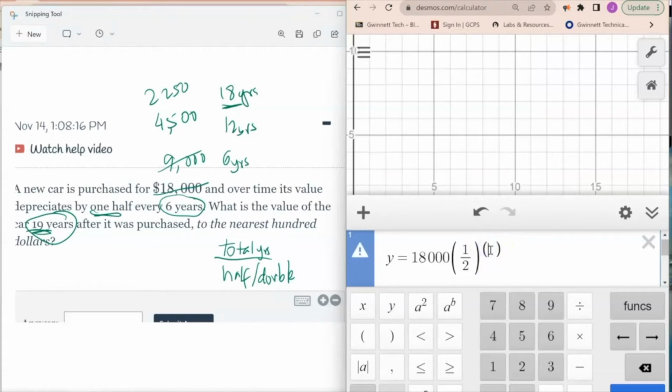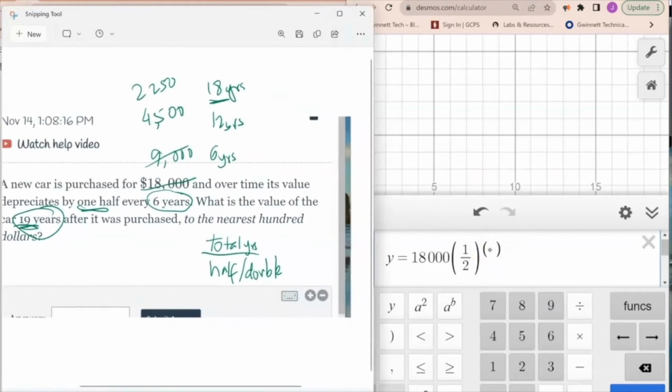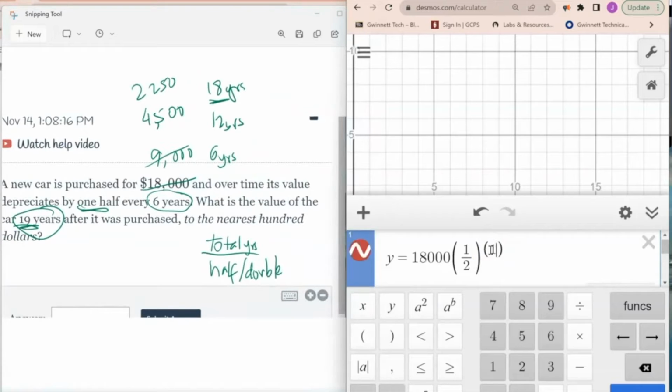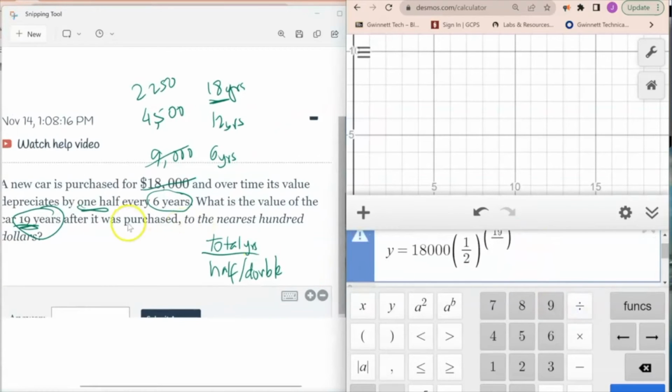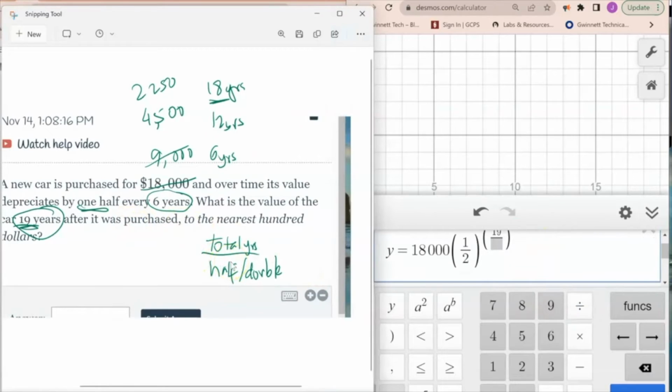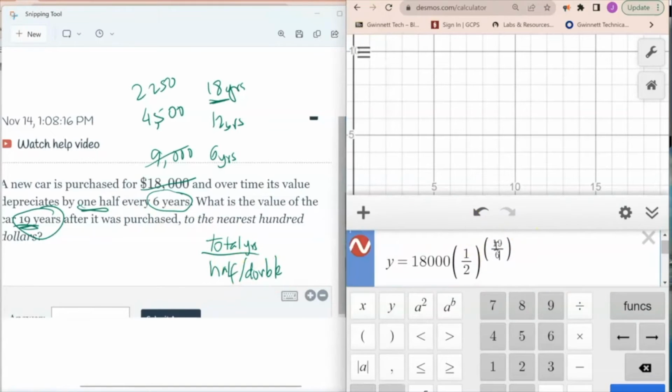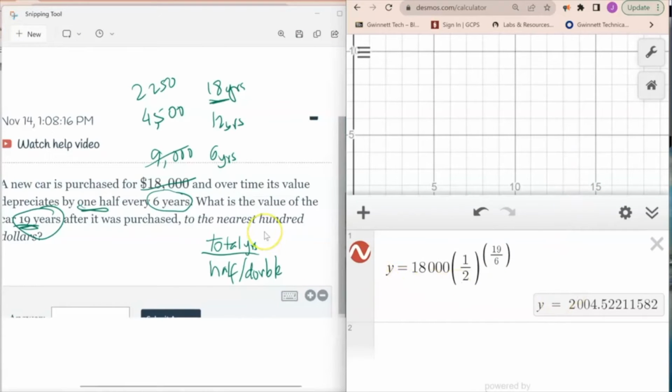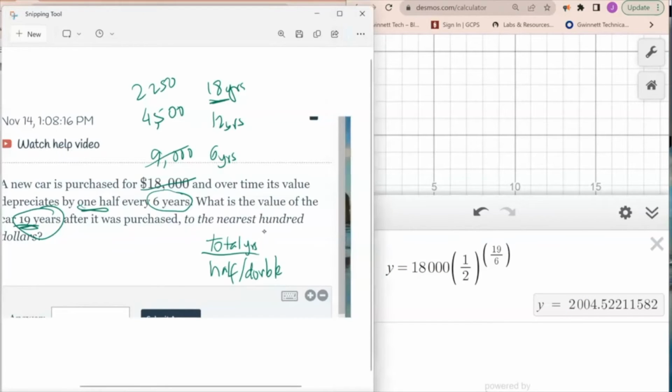So I need the total number of years. What's my total number of years? 19. Okay, 19 divided by the years of my half-life or years of my double. In this case, it's every 6 years. And really what you're doing is you're just finding out exactly what this number is. So it's going to be close to this 2,250. Can you see that? 2,000 was close to that 2,250 because that was 18 years, not 19 years.